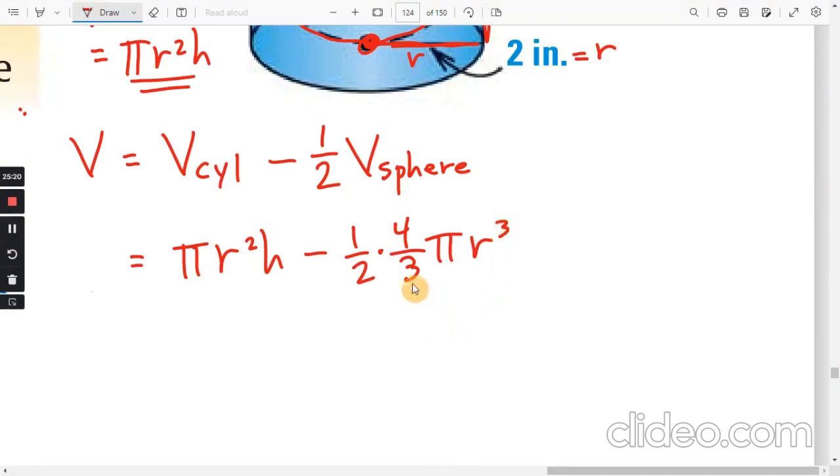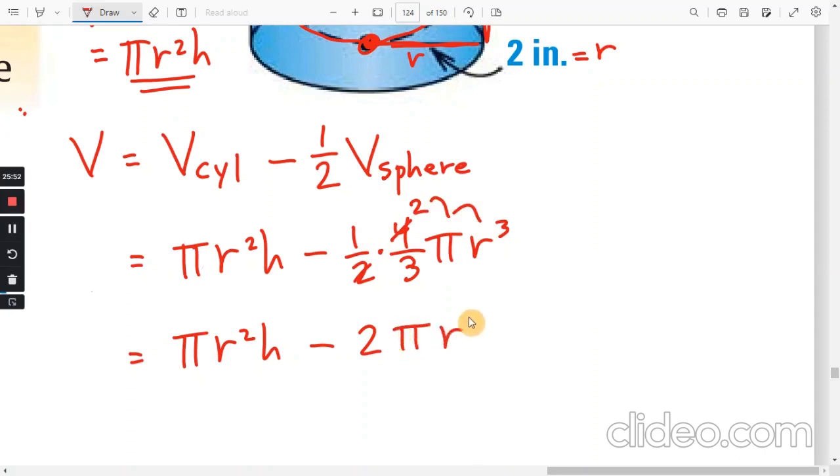All right, and since we have fractions here, we might as well cancel. This is 1/2 times 4/3. 4 divided by 2 is just 2. All right, so if you want to rewrite this, if it helps you, we have pi r squared h minus, and 1 times 2 is just 2, and 2 times pi times r to the third, and the only denominator left over on the bottom is the 3, so the whole thing is divided by 3.